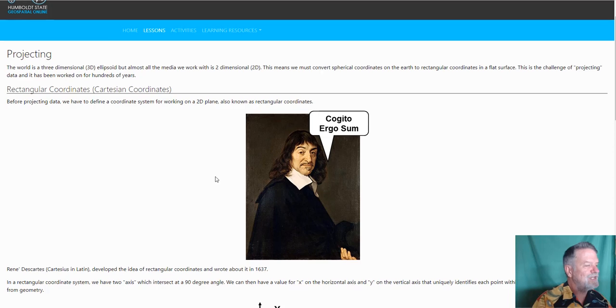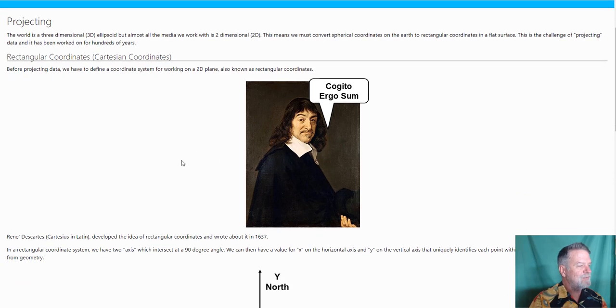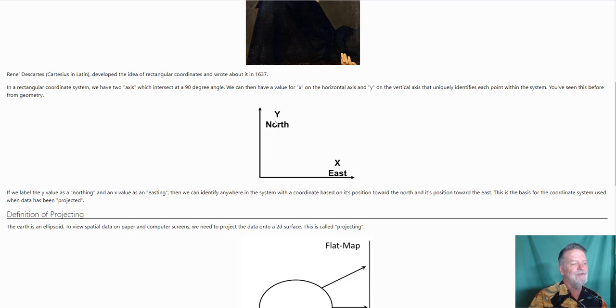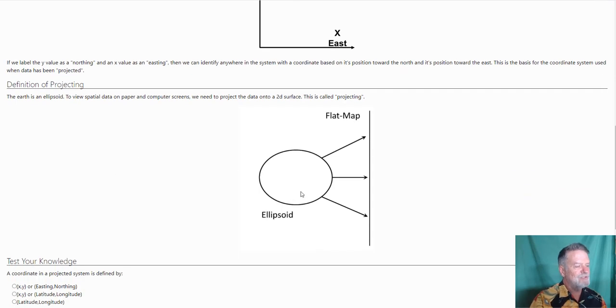Okay, definition of projecting. Projecting works with rectangular coordinates, also known as Cartesian coordinates. So instead of being in a sphere, it's in a two-dimensional plane. Again, we have y typically with north, x typically with east. And then what we're really doing is we're taking our ellipsoid and somehow we are projecting it onto a flat surface or a flat map. Okay? Somehow we have to get this sphere onto this flat surface.